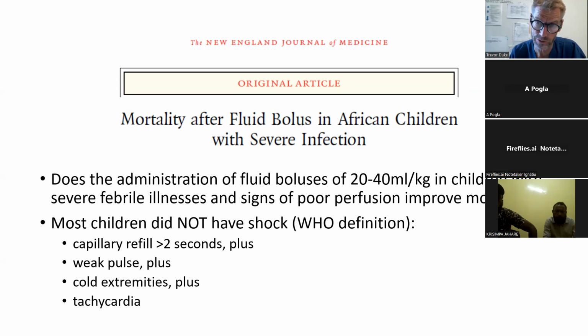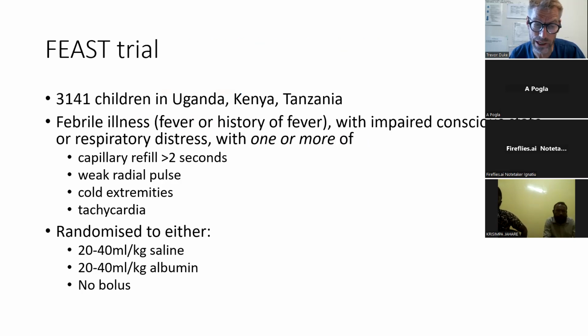The problem was that most of these children didn't even have shock. They didn't have all of these clinical signs. What that meant was that they had other illnesses like pneumonia or bronchiolitis or severe malaria. They didn't have septic shock. Some had septic shock, but not many. Only 65 children out of the 3,000 in this study fulfilled the criteria for shock. Others had other illnesses like pneumonia and malaria.